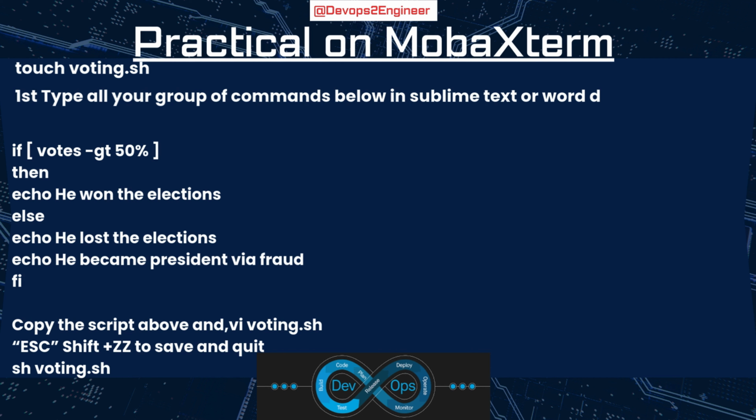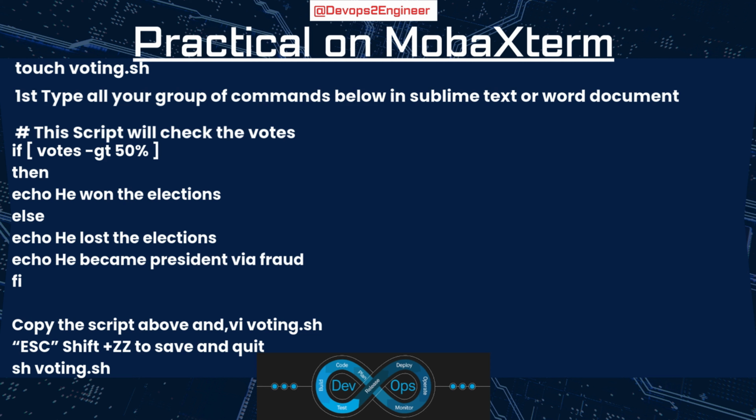First, you're going to type these groups of commands below in Sublime Text or a Word document. This script checks the votes. If votes are greater than 50%, then he won the election. Else, he lost the election. Echo, he became the president via fraud. Fi, this is the else if condition, and I explained it in a short that I did. If you haven't seen that short, please check it out right now. Then you're going to copy the script above and paste it into vi in voting.sh.